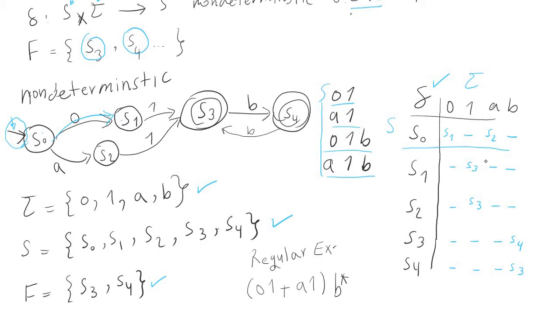But is there any way that we can change a non-deterministic automaton to a deterministic automaton? The answer is yes, but it depends.